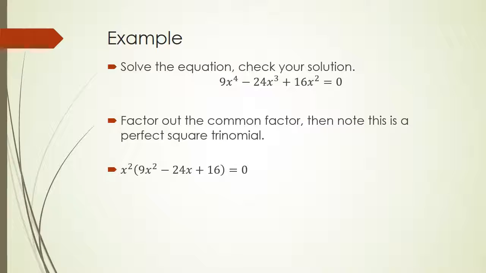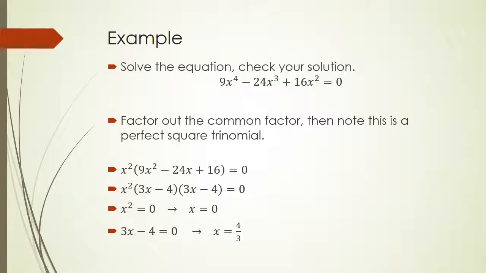So first we pull out the x squared, and then we factor our perfect square into 3x minus 4 times 3x minus 4. And we say that x squared equals 0, so x is 0. 3x minus 4 equals 0, so x is 4/3. So we actually only have 2 different solutions for this, 0 and 4/3.